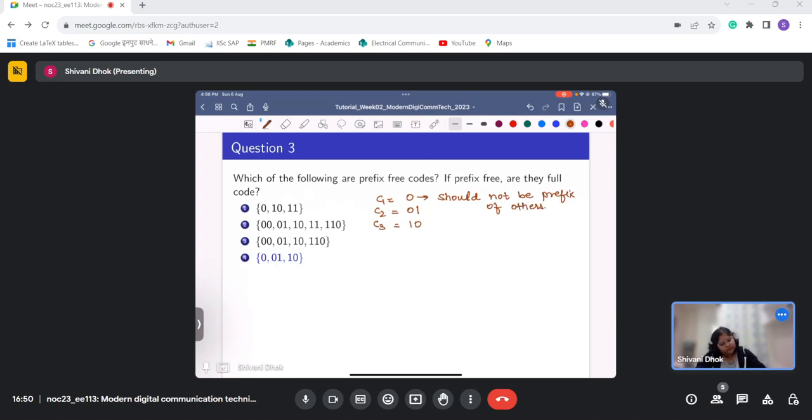However, this 0 appears here, which means C1 is a prefix of C2. Now, since it is a prefix of C2, it clearly implies that this fourth one, that is 0, 01, 10, is not a prefix free code.